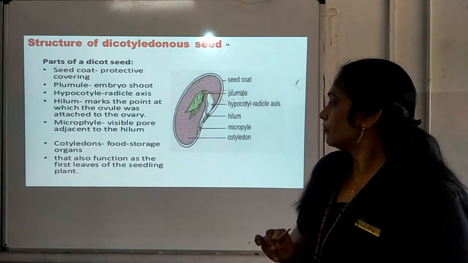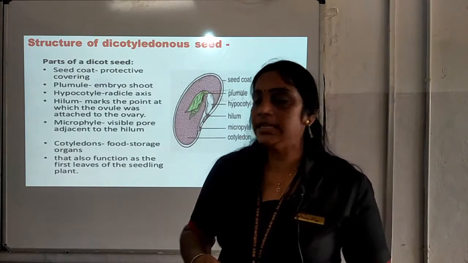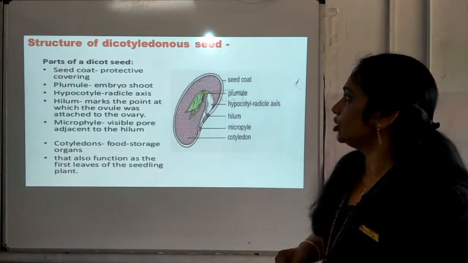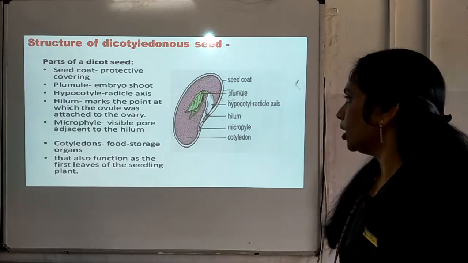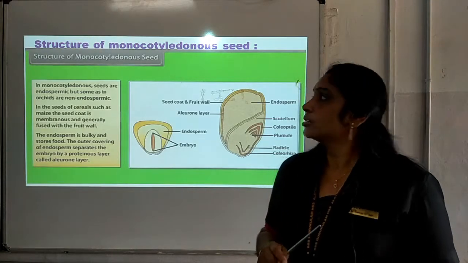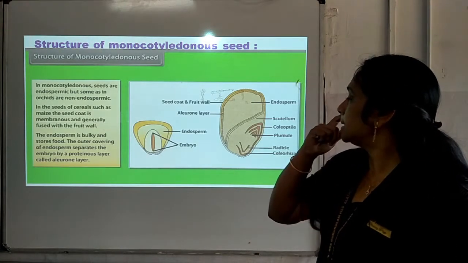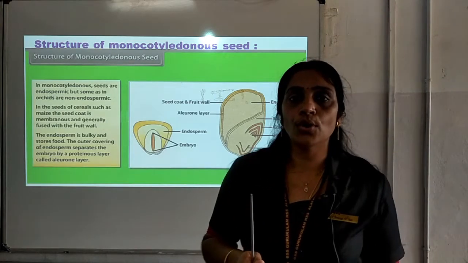Cotyledon is also functioning as the first leaves of the seedling plant. So, that is related to the structure of dicot seed. My dear children, it is important, you have to study. Next one is the structure of monocotyledonous seed, or we can say structure of monocot seed.